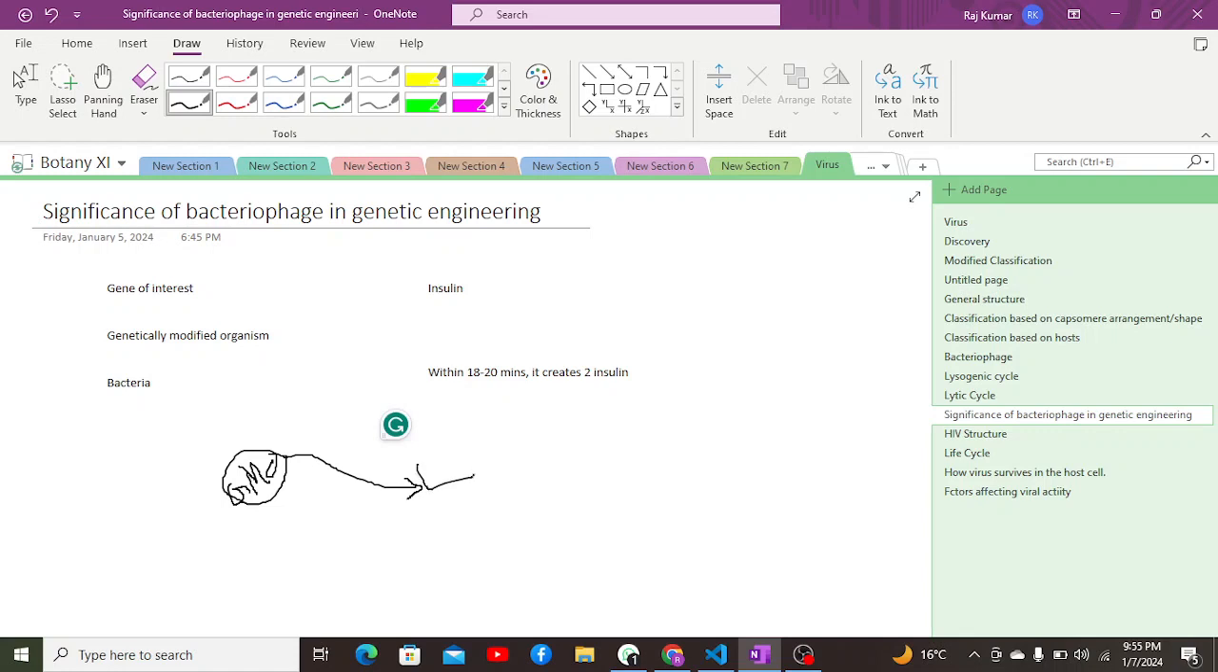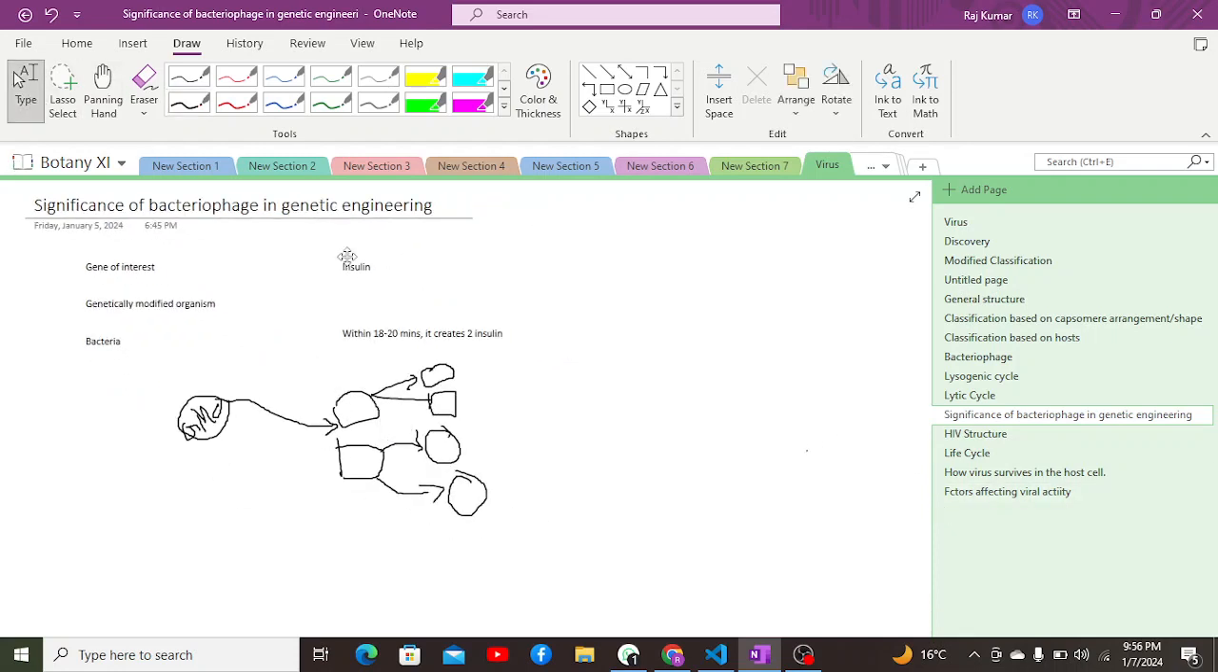Now when it replicates, it will form several other GMO, and when these GMO replicate, they will further form multiple copies of such GMO. As a result, as the GMO start to replicate, the gene of interest will start to replicate, and as the gene of interest replicates, more of the desirable product would be made from multiple GMOs, as a result of which our product will be obtained. So in such a manner, this is the basics of genetic engineering.